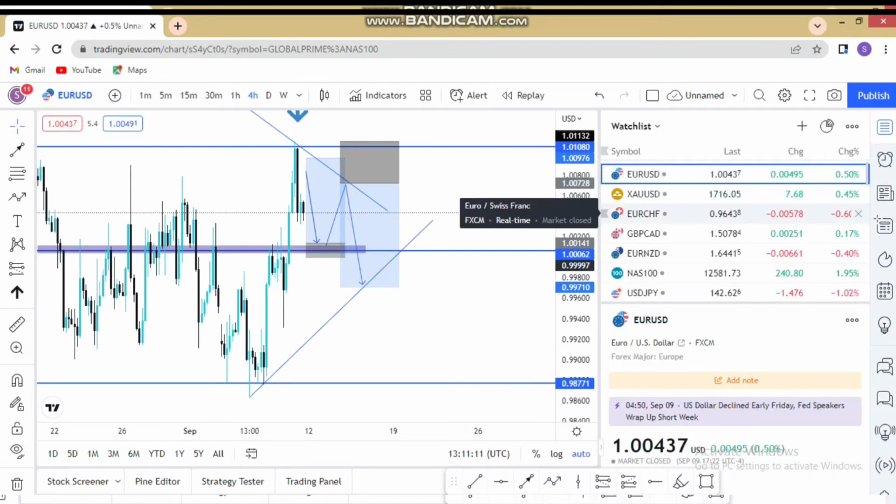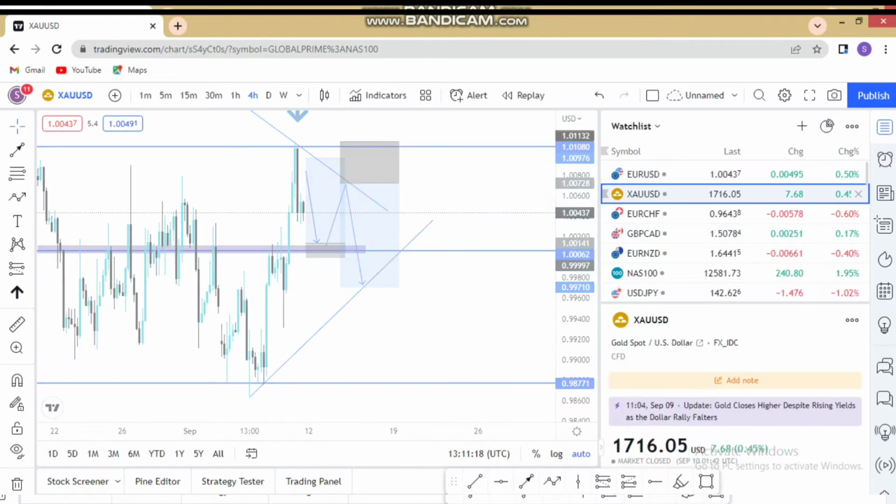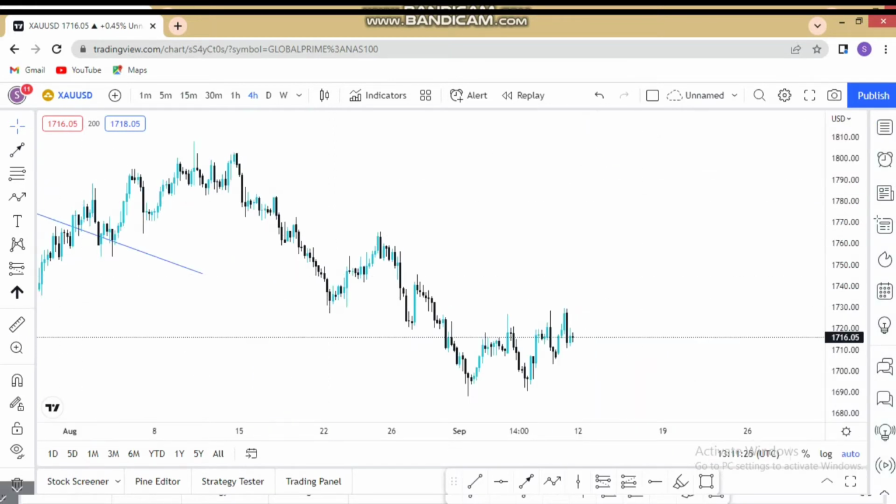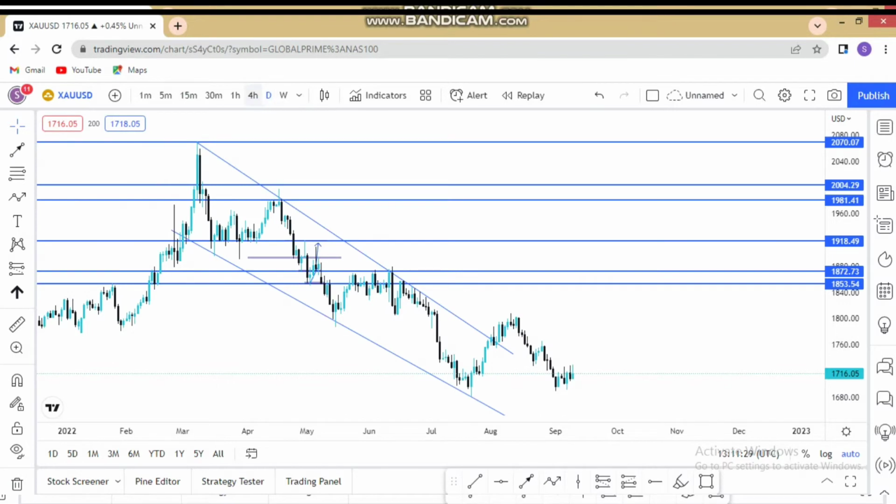So now let's look for another pair, guys. Let's see which one we're going for. Let's just check gold. It's also been a while since I traded gold. I've been ignoring currencies for a while now. So you can see, guys, what was happening from gold.